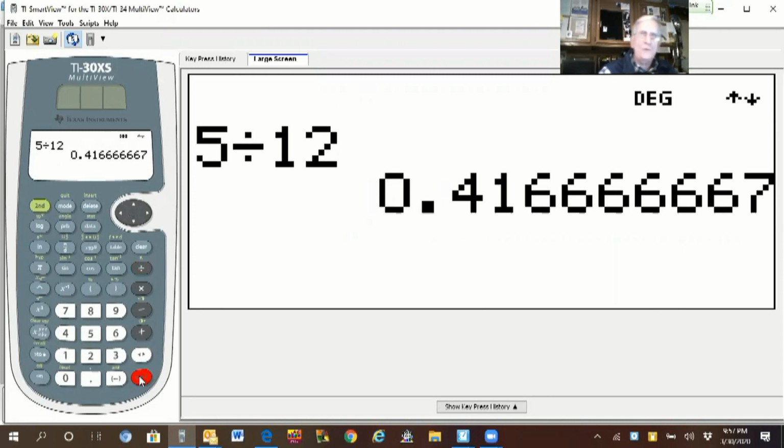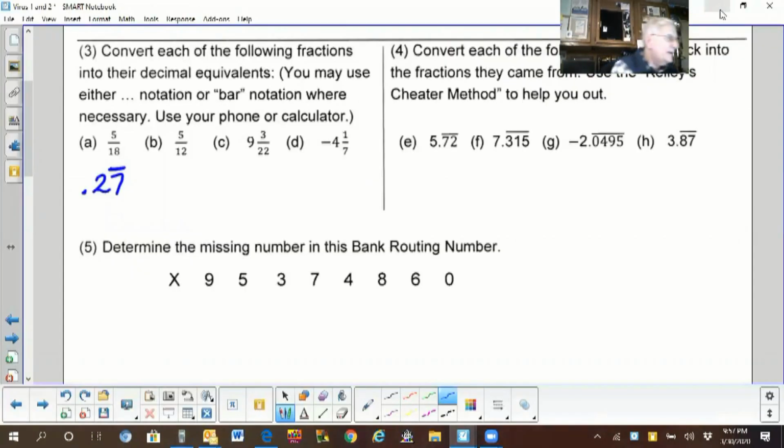So the answer that is acceptable for the question we just had is to write 0.416 with a bar over the 6. Incidentally, you can't use the Kelly's cheater method to turn that back into the fraction it came from, because that's not a whole repeating chunk. Same thing is true with the letter A up there. I can't use that cheater method to convert that back to 5/18. I just want you to be aware of that.